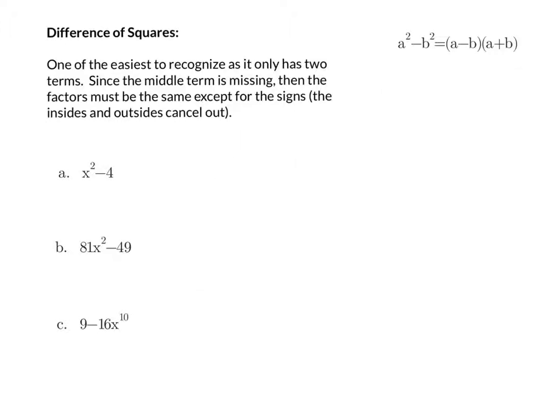When talking about special forms, one of the first ones that we're going to look at is difference of squares. In terms of everything that we factor, it is one of the easiest to recognize as it only has two terms. One thing to note is since the middle term is missing, the factors must be exactly the same except for the signs, since the insides and outsides cancel out.